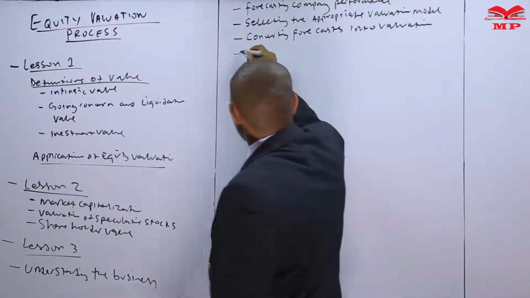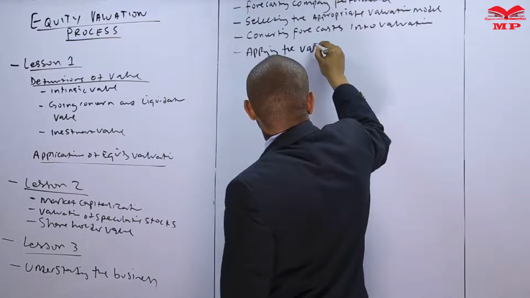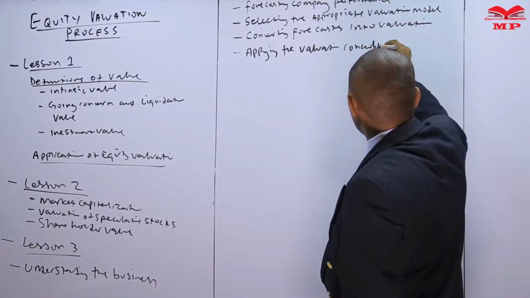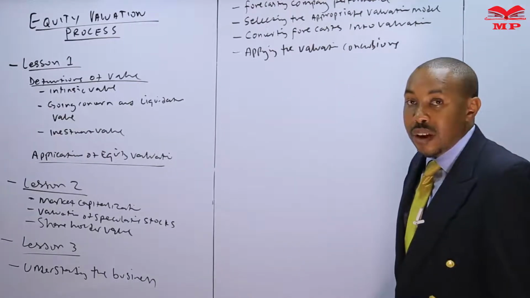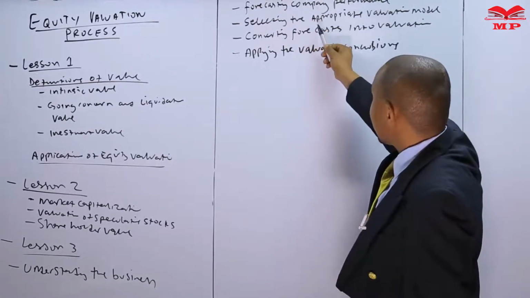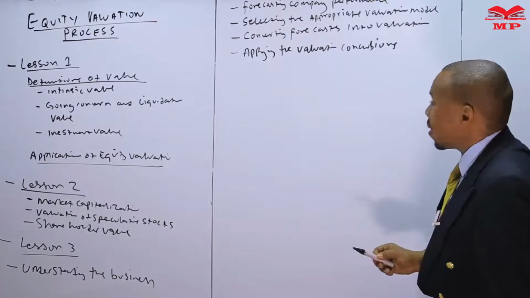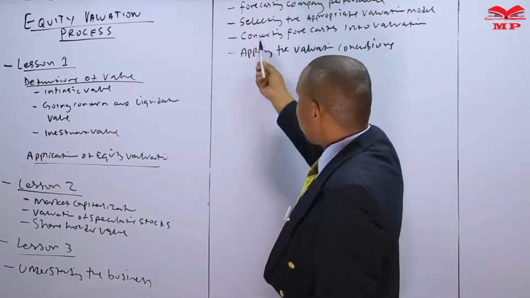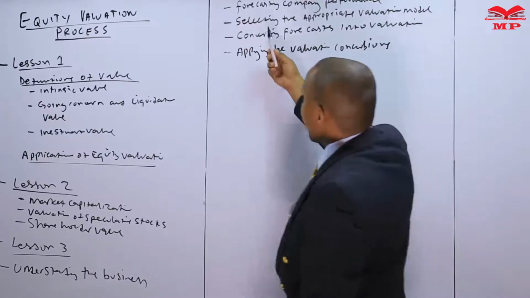Moving on, applying the valuation conclusions. So these are the steps in the equity valuation process: understand the business, forecasting company performance, selecting the appropriate valuation model, converting forecasts into valuation, then we can apply the valuation conclusions. 5 steps.